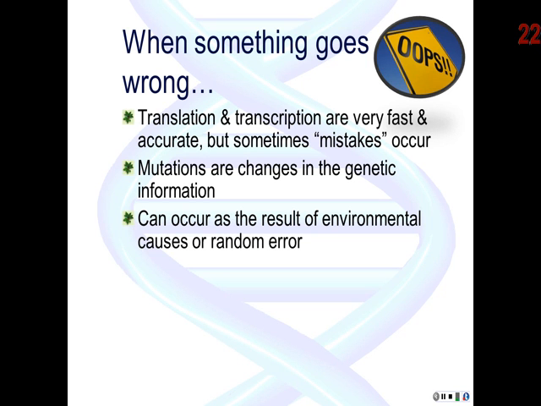Transcription and translation occur very fast in the cell and are actually very accurate processes. Sometimes, at the speed at which they occur, mistakes will occur. Mutations are going to be changes in the genetic information. These can occur as a result of environmental causes or random error.